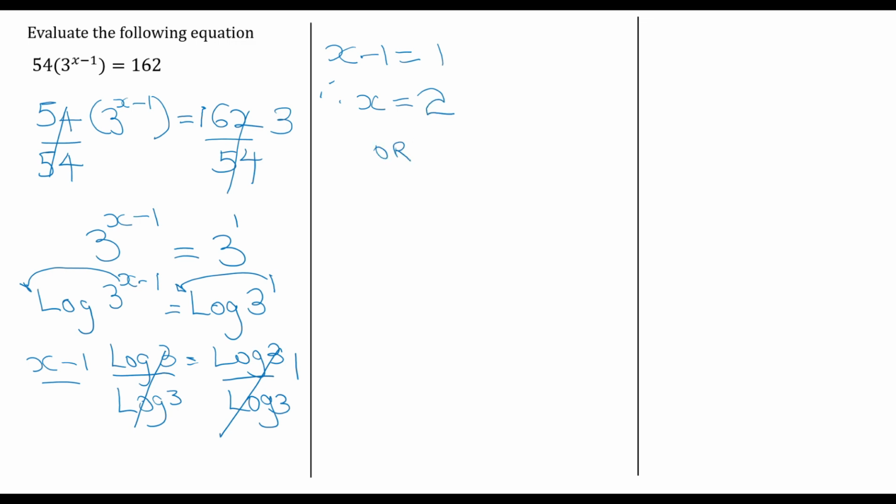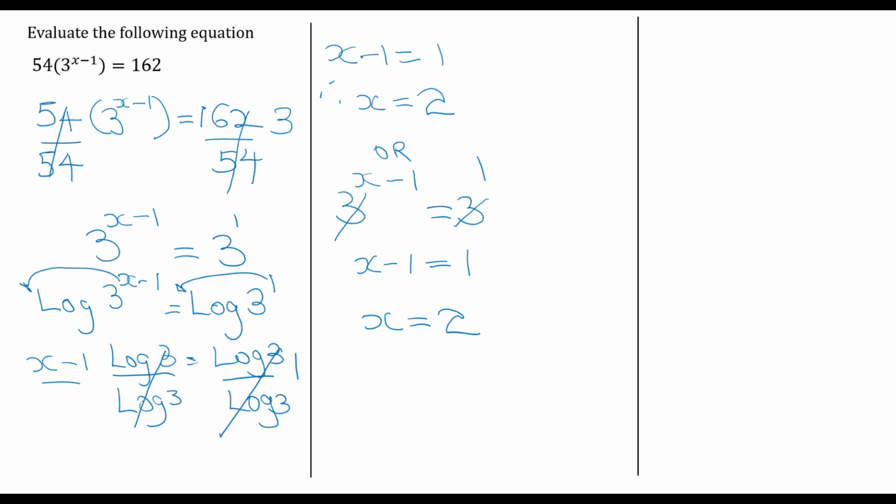Or you can as well decide you're not going to introduce logs. You're just going to cancel it out directly because we have 3 on both sides. So you'll be having x minus 1 is equal to 1. x is equal to 2.